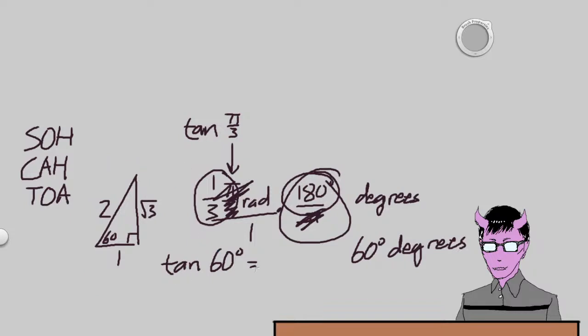So tangent of 60 degrees, what are we doing? We're looking from this particular angle. Tangent is the ratio of the opposite relative to the adjacent. So from this angle, that's the opposite, and then this is the adjacent. So we have root 3 over 1, which simplifies into root 3. And then we're done with this particular situation.